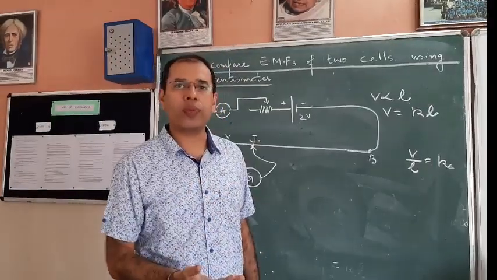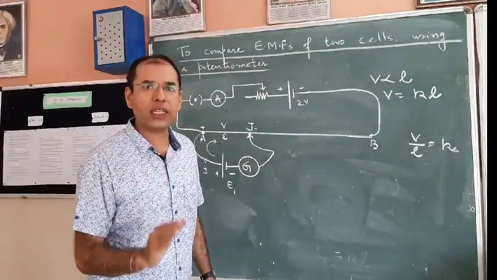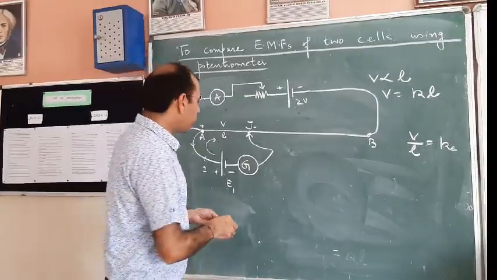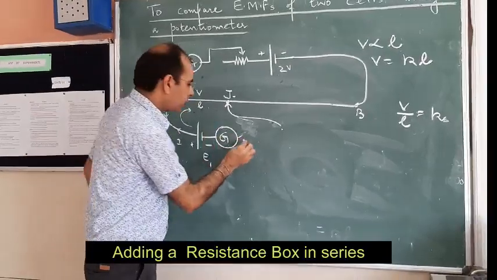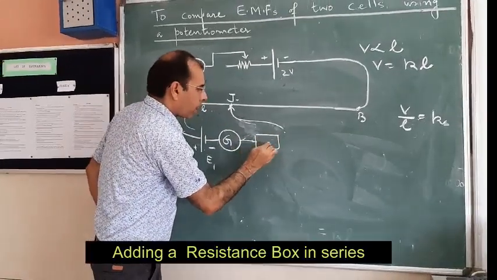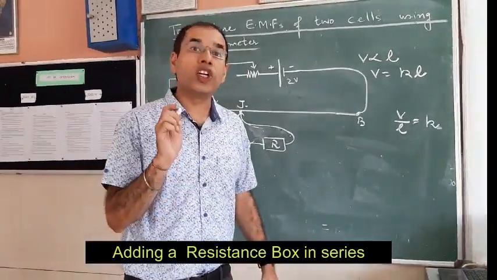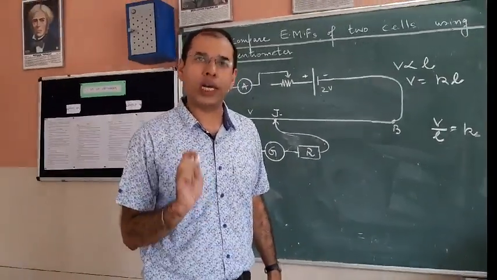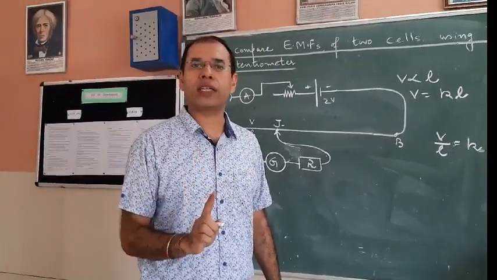So to resolve this problem, what we are going to do is, when we are not aware of where the null point is going to come, we attach a resistance box here. This resistance box will reduce the amount of current only, but the null point will not be affected because of that.